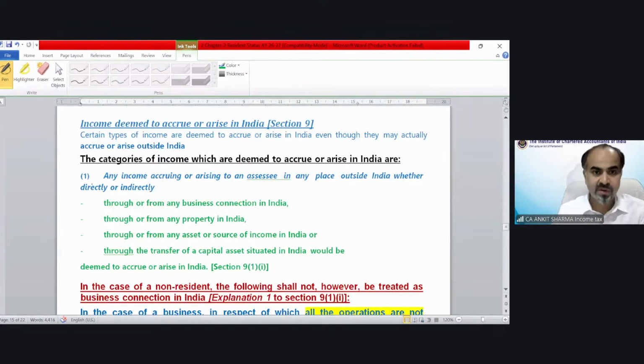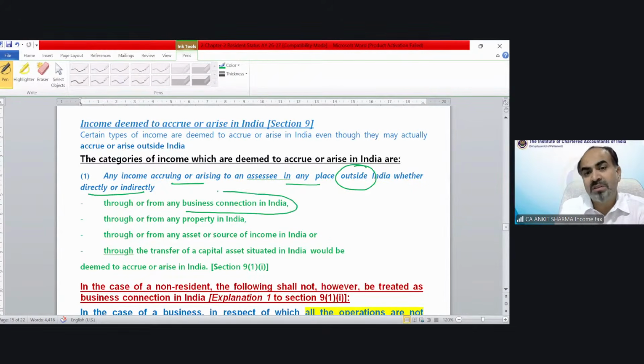So one by one, the provisions will explain when that income would be treated as income deemed to arise in India. Any income accruing or arising to an assessee in any place outside India. So in real, it is going to arise outside India, but it will be treated as deemed to arise in India, whether directly or indirectly, through any business connection in India. So if you have any business connection in India, and if you are earning income outside India, we can consider that income as deemed to arise in India. Now, what is the meaning of business connection? That is going to be explained.